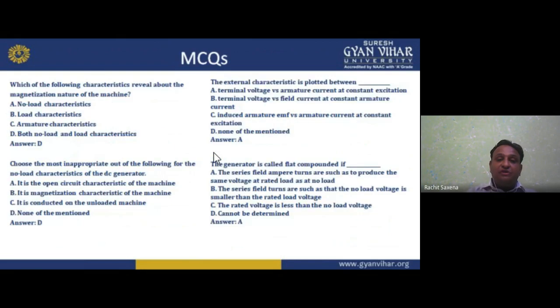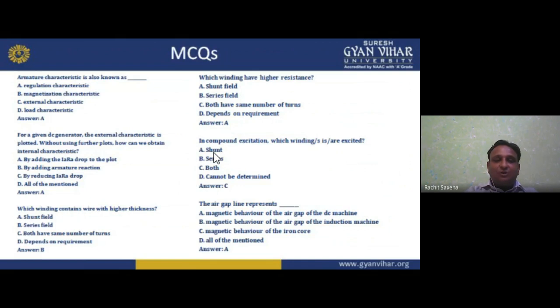Now moving forward, which of the following characteristics reveals the magnetization nature of the machine? No load characteristic, load characteristic, armature characteristic, or both no load and load characteristics. So the option is both no load and load characteristic. Armature characteristic is known as the regulation characteristic, as written here.